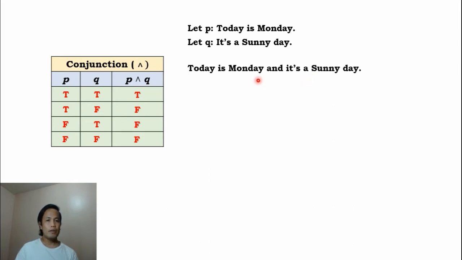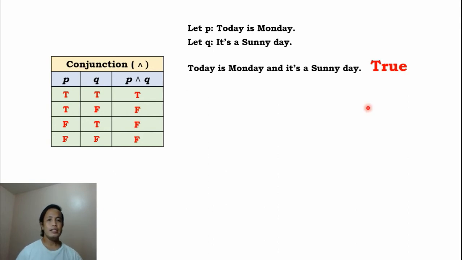Meaning, for example, today is Monday. I would say today is Monday. Really, today is Monday. If we will assume that today is really Monday, so meaning this is a true statement that falls under this row. If today is Monday and it's a sunny day, so meaning this is a true statement. So if the P is a true statement and the Q is also a true statement, that falls under this row. The P is true, the Q is true, meaning the whole compound statement is true.